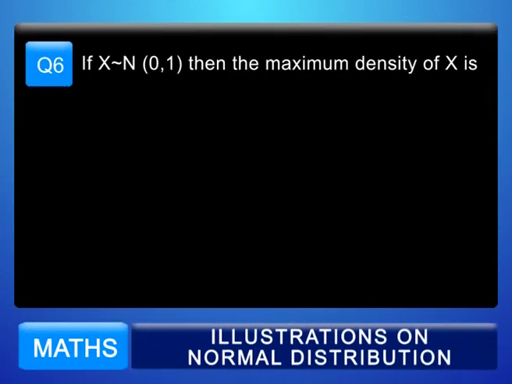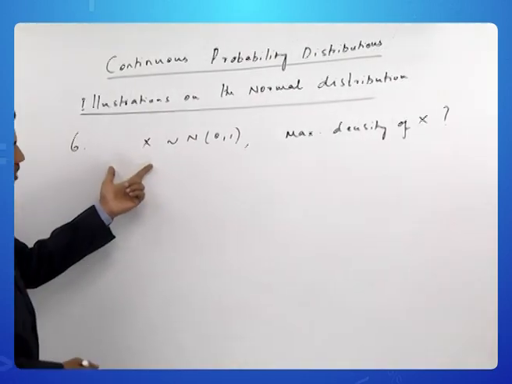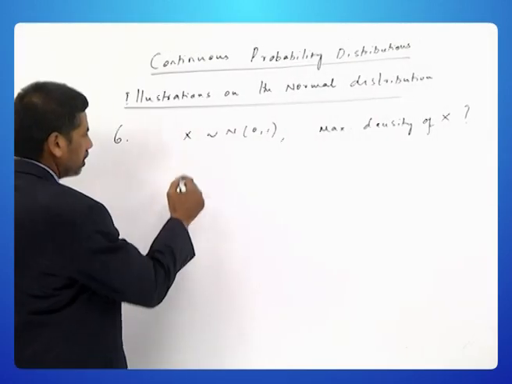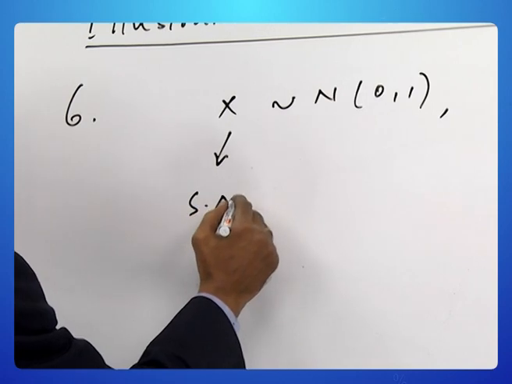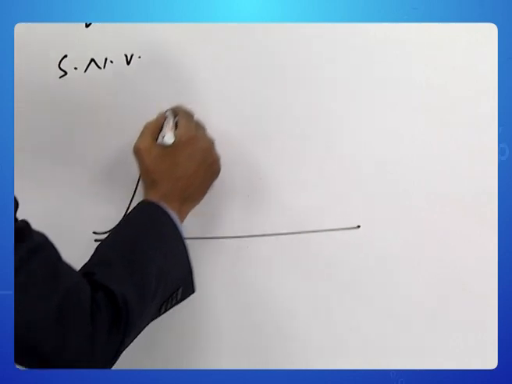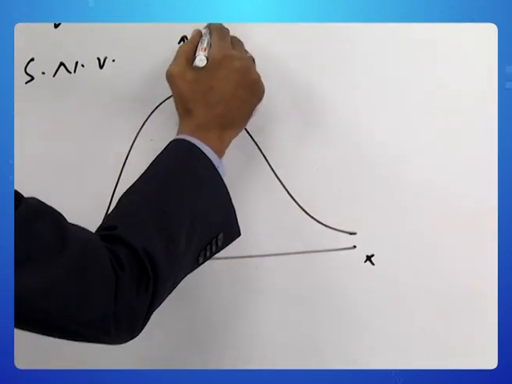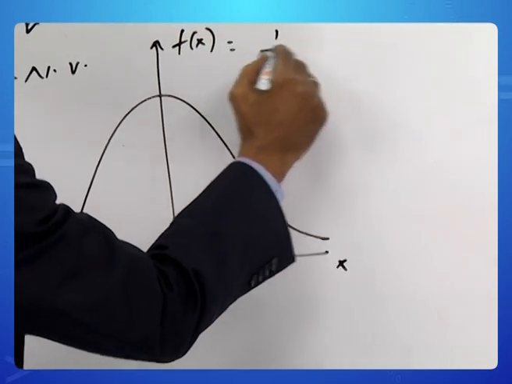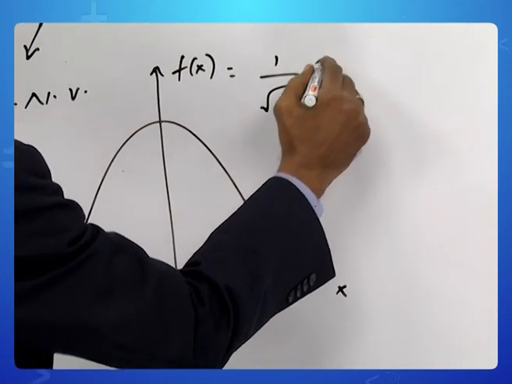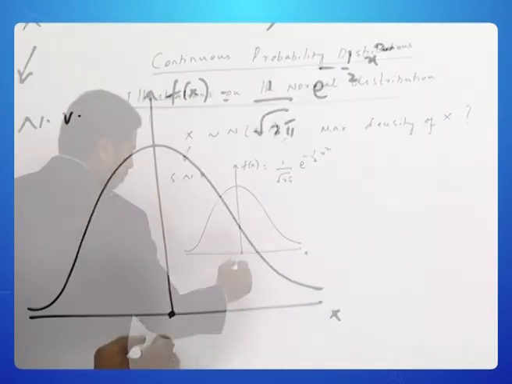Question number 6. If x follows a normal distribution with mean 0, variance 1, then what is the maximum density of the random variable x? So because x follows a normal distribution with mean 0 and variance 1, this is a standard normal variate. Let us look at the graph once again. You know the density will be 1 by root 2 pi e power minus half x squared. This is the mean position.